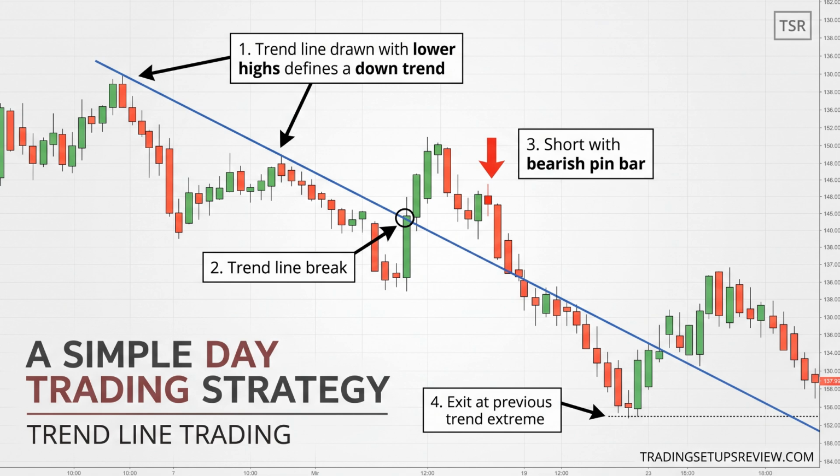Shortly after the trend line break, a specific candlestick pattern forms, a bearish pin bar, indicated by the large red downward arrow. This red candle has a long upper wick and a small body near the bottom.